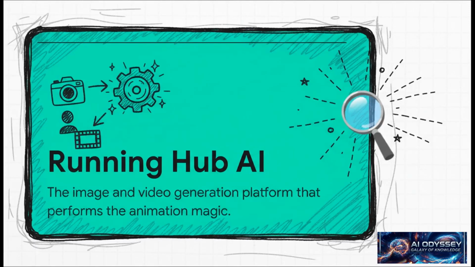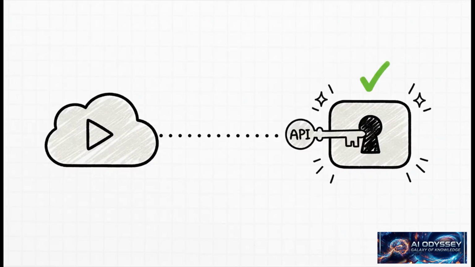Now for that final connection, the brains of the operation. The actual animation magic is done by an AI service called Running Hub AI. This is the platform that's going to take our image and our video and just smush them together. So to connect it, you'll need to sign up for Running Hub AI. Their personal plan is perfect for this, and then you'll grab your unique API key. Think of it like a secret password. You'll just paste that key into the right spot in your n8n workflow, click save, and that's it. You are officially ready to animate.